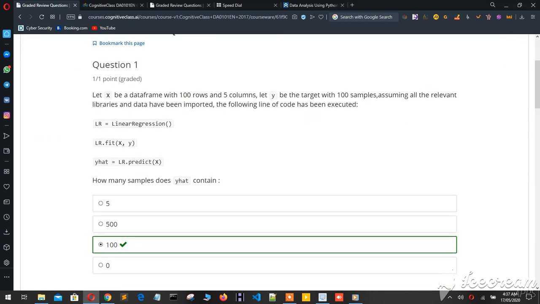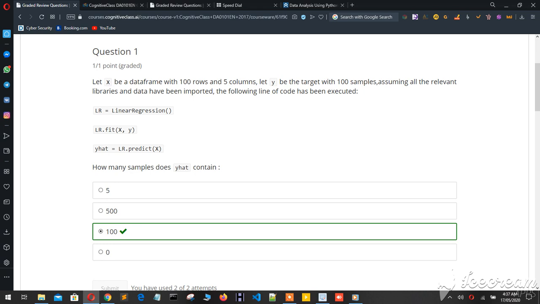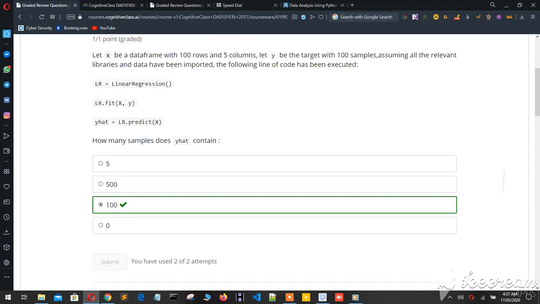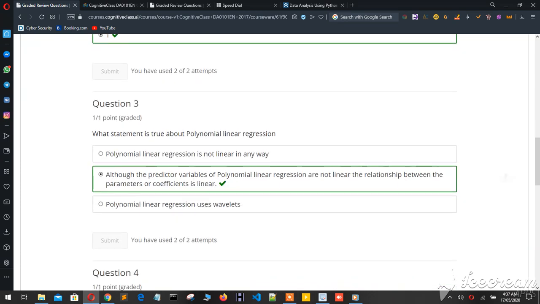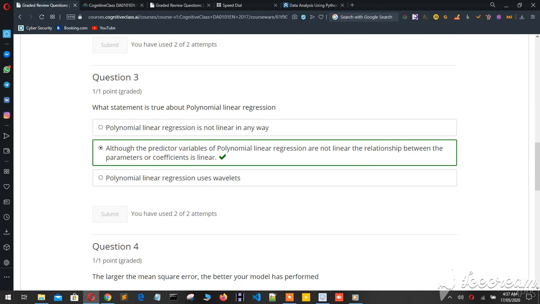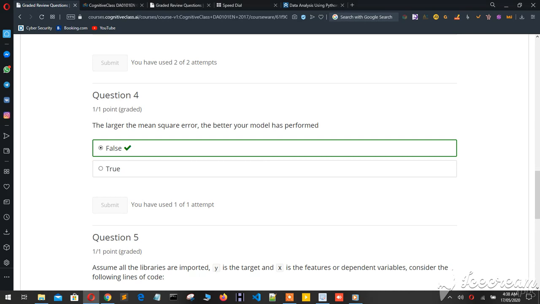There is module number 4, question 1, and its correct answer is 100. The other one is question number 2, and the correct answer is 1. The third one is that although the predicted variable of the polynomial linear regression is not linear, the relationship between the parameters and coefficients is linear. So the fourth option is there: the largest the mean square error is false.